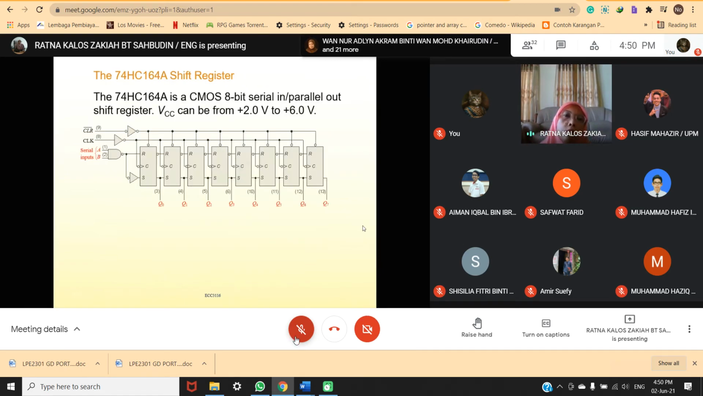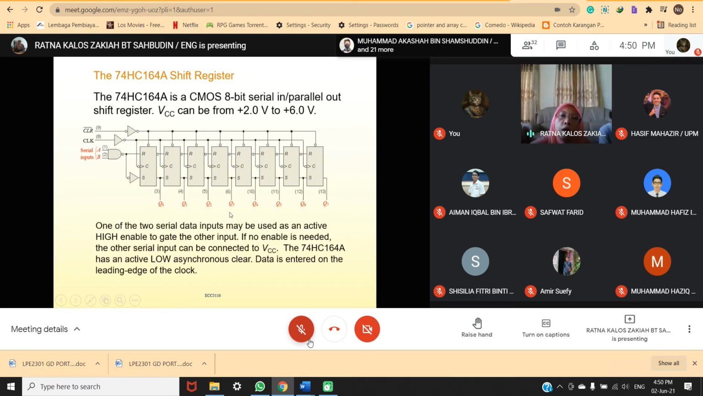This is the 74HC164A shift register. It's a CMOS 8-bit serial in, parallel out shift register, and VCC can be from 2 to 6 volts. You have the active low clear here, you have the clock, you have serial inputs A and B, and then you take the output here. This is the parallel output.